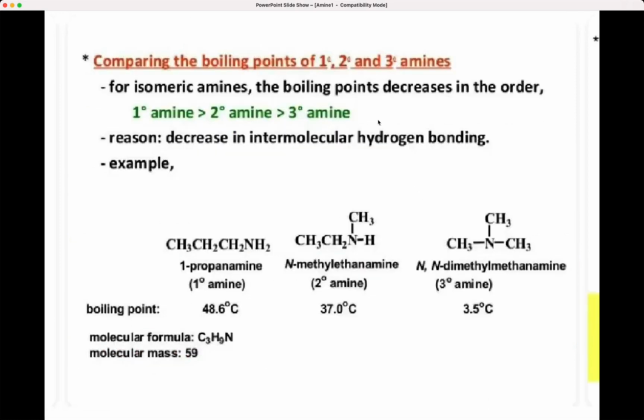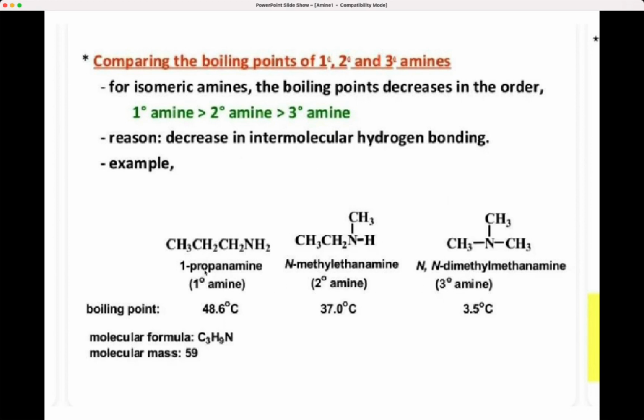Now next we will compare the boiling points of primary, secondary and tertiary amines. For isomeric amines, the boiling point will decrease in the order primary, secondary, tertiary. And why? Because of the decrease in intermolecular hydrogen bonding. We have a few examples for primary, secondary and tertiary amines.